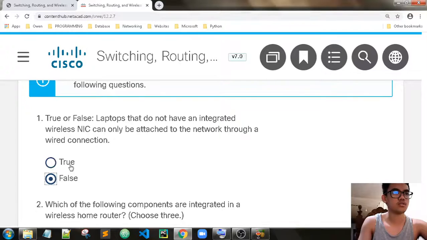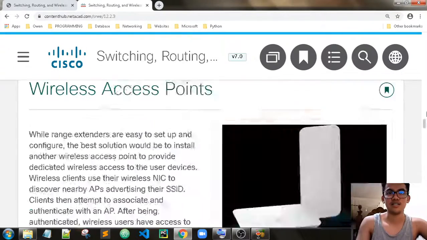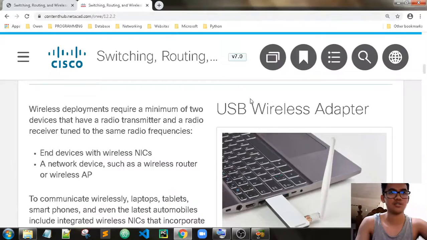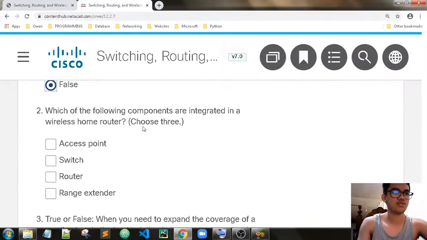Next, introduction, WLAN components. Laptops that do not have an integrated wireless NIC can only be attached to the network through a wired connection. The answer for this is false. I can't remember the term. This one, the USB wireless adapter. You can use that.